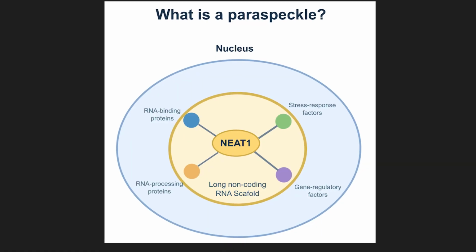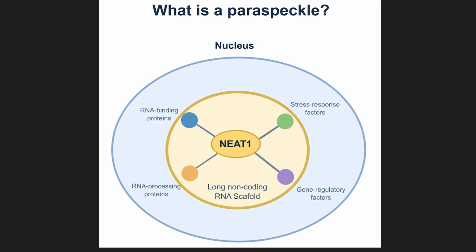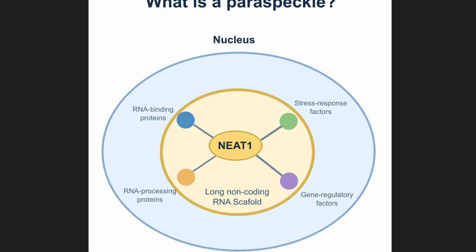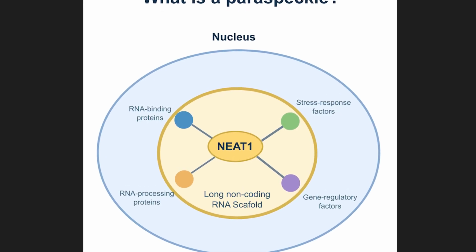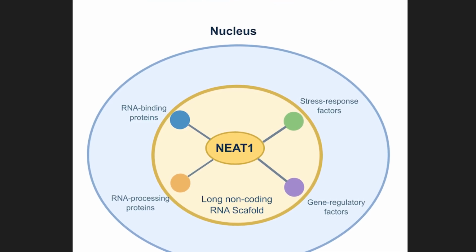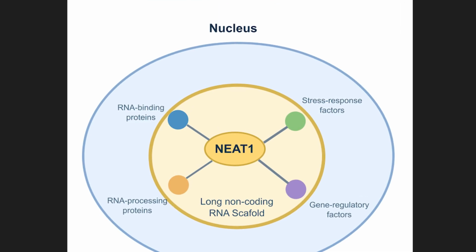One of the most striking targets was a group of structures called paraspeckles. Paraspeckles are tiny membrane-free compartments inside the nucleus. They form around a long non-coding RNA called NEAT1 and help organize proteins involved in RNA processing, stress responses, and gene regulation. During infection, the researchers watched these structures progressively disassemble across several human cell lines.